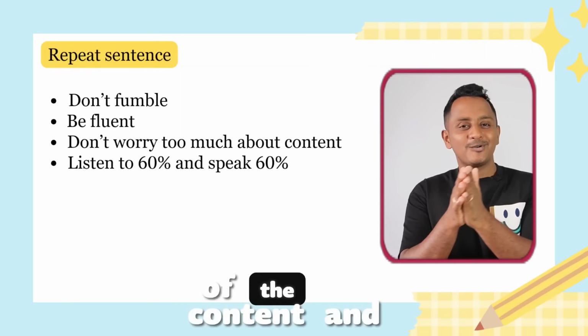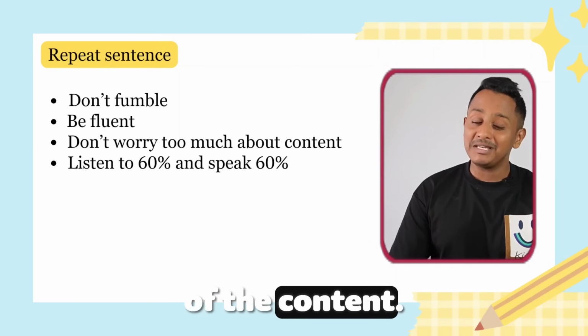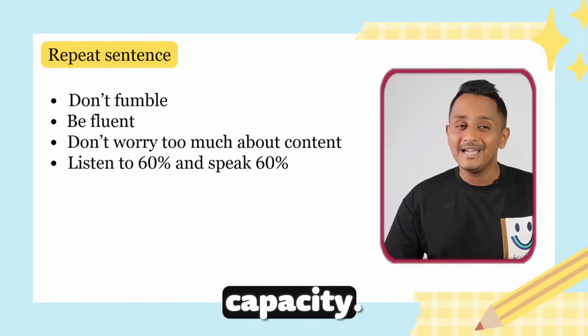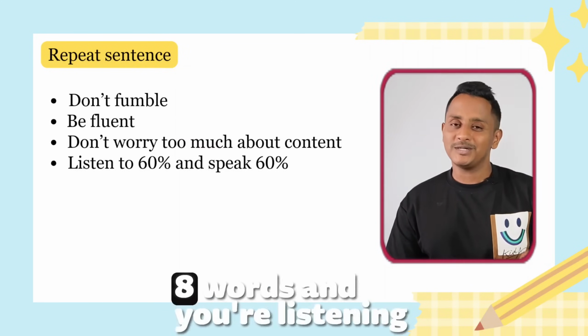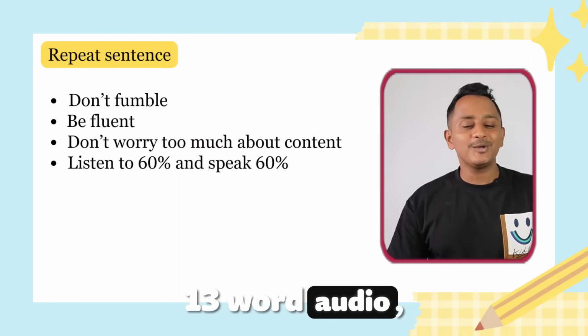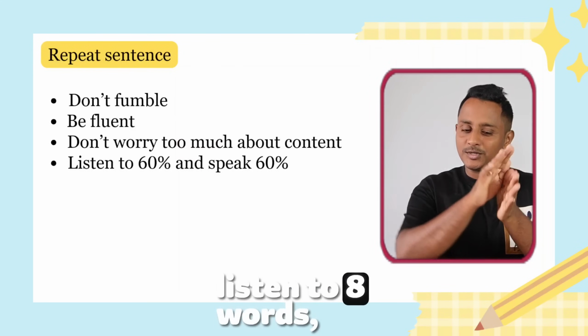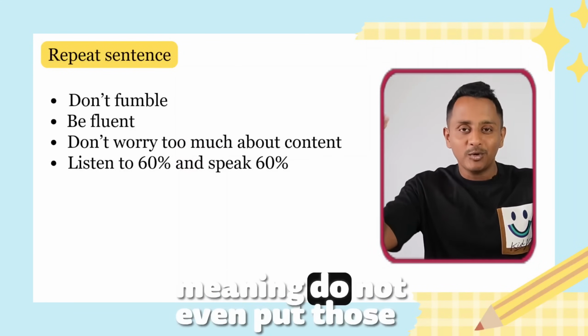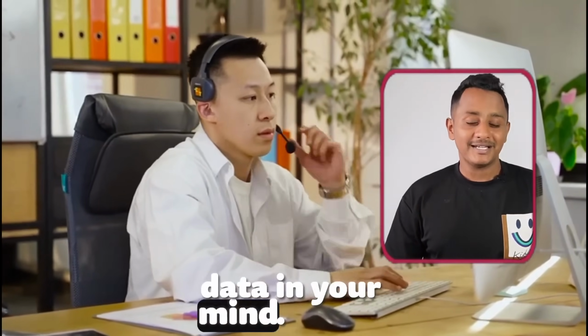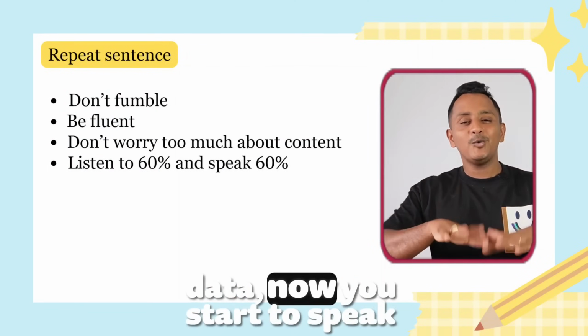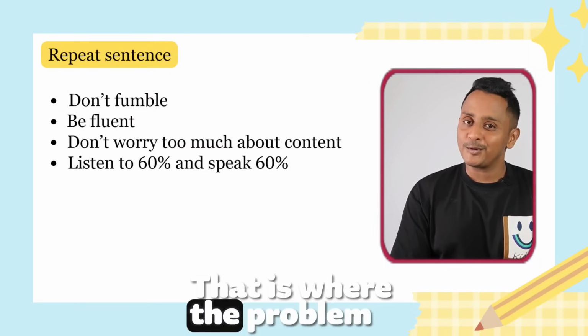Listen to 60% of the content and speak 60% of the content, meaning listen to your capacity. If your capacity is only 7 or 8 words and you're listening to 13-word audio, most probably you're going to mess it up. If your capacity is 8 words, listen to 8 words. Post 8 words, don't even listen, meaning don't even put that data in your mind. Once you listen to the entire data, now you start to speak half of it. That's where the problem starts.